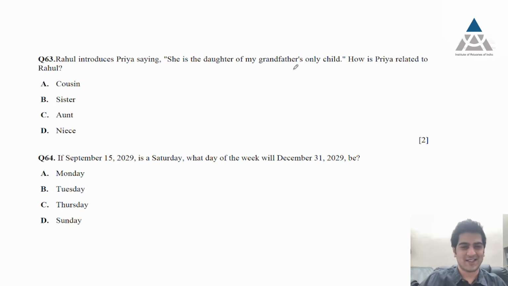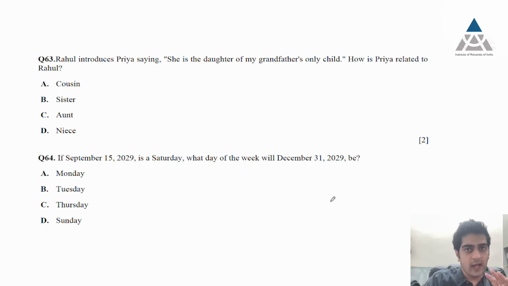Let's move to the next question. It says, if September 15th 2029 is a Saturday, what day of the week will December 31st 2029 be? This is again a very common type of ACET question, and a mistake, in my understanding, would be to directly calculate the number of days gap between them.